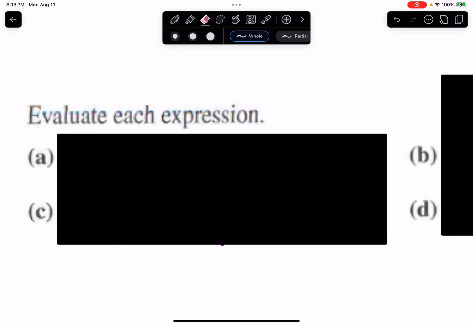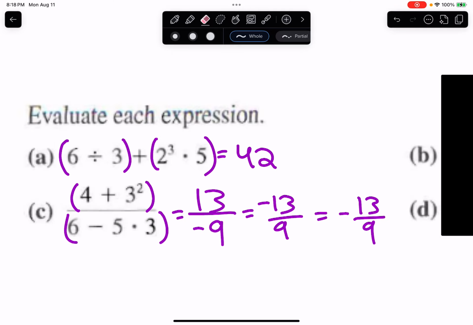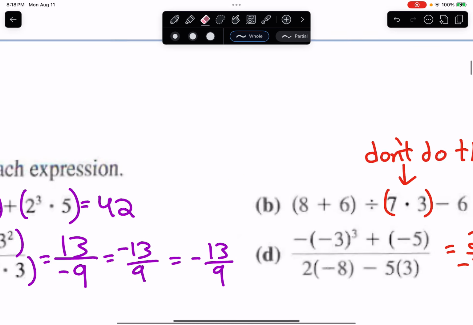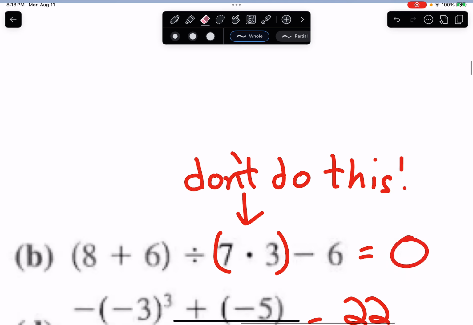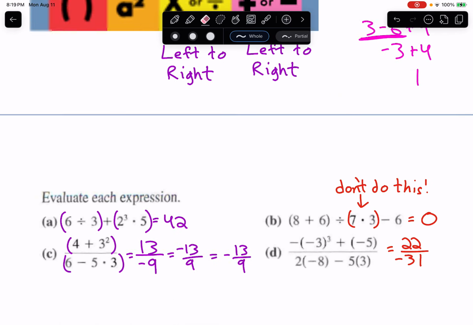So for A, right, and really I'm just going to post the answers. I'm not going to go too much into detail. Okay, so A, you have to do the dividing first. You have to do the multiplying after the 2⁵. So don't do 2 times 5 and then cube that, okay? And then for B, be careful, right? You do not do the 7 times 3 first. If you do 7 times 3 first, you're going to get the wrong answer, okay?